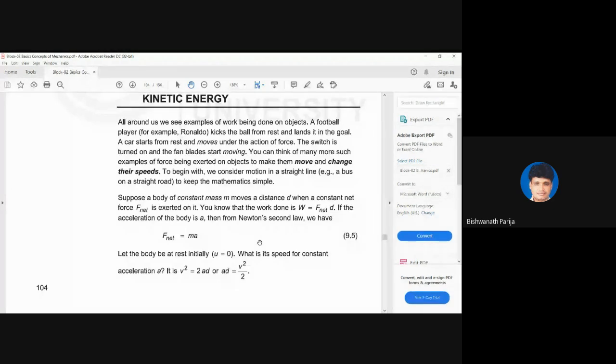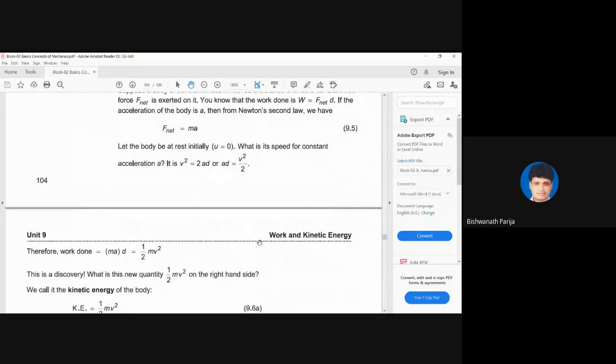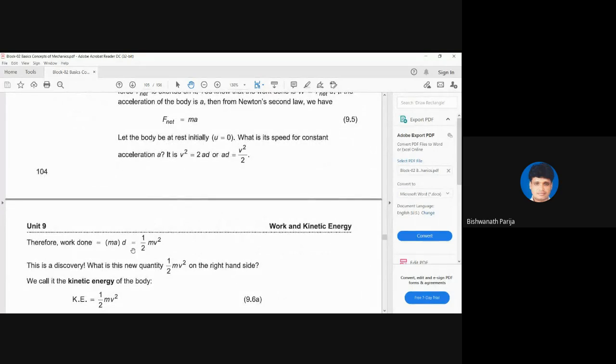Everyone clear? Yes, sir. Now you come to work done equals force into displacement. Force is ma, displacement is d. Then for ad you put half v square. So your work done equals half mv square. Everyone clear? Yes, sir. So your work done is the kinetic energy.